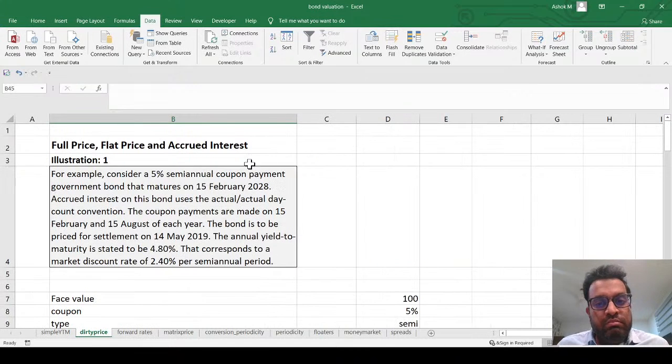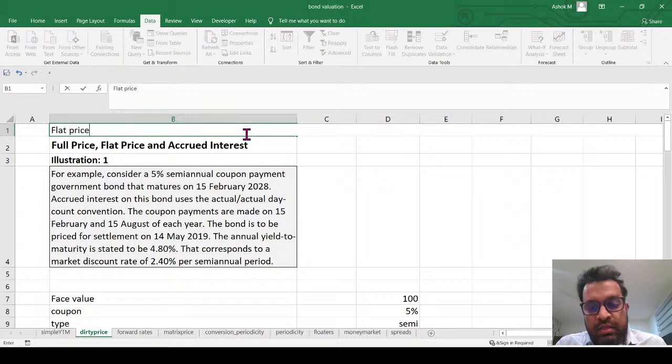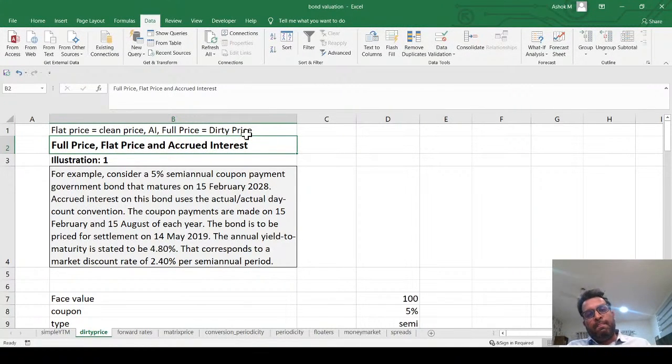Okay, so you have terms like flat price is equal to clean price. That is if you are doing it like the previous illustration, 1 year clear, 365 days from now you're getting the interest, and 2 years from now, so that will be a flat price. Okay, and if you add the accrued interest, you get what is called full price or dirty price. So this is the terminology.